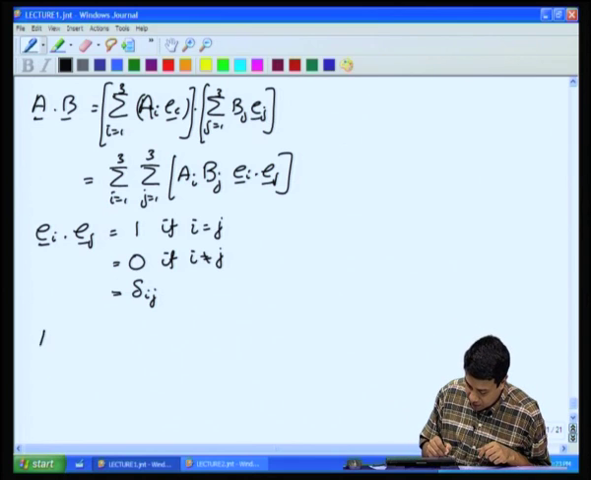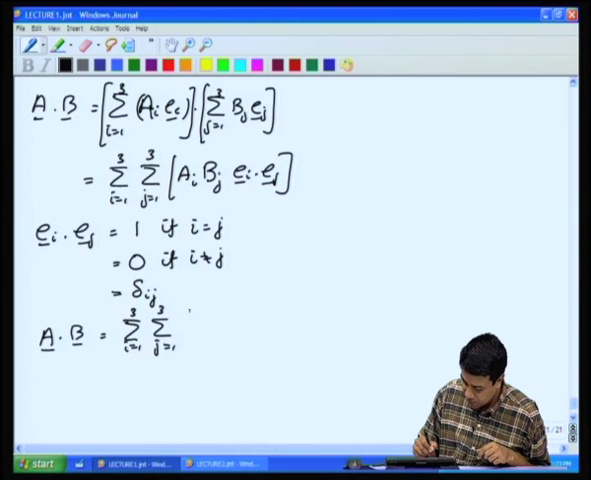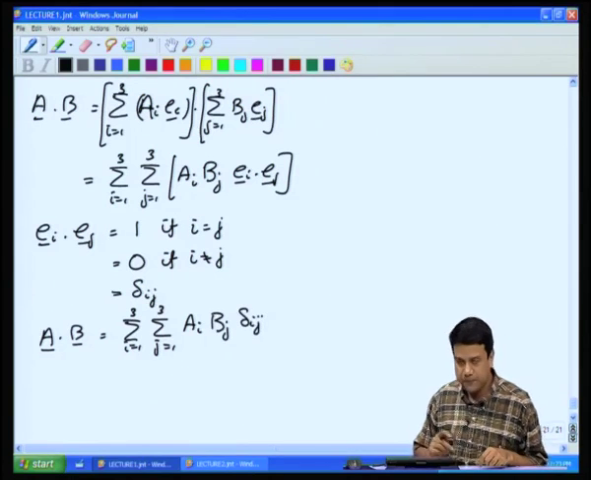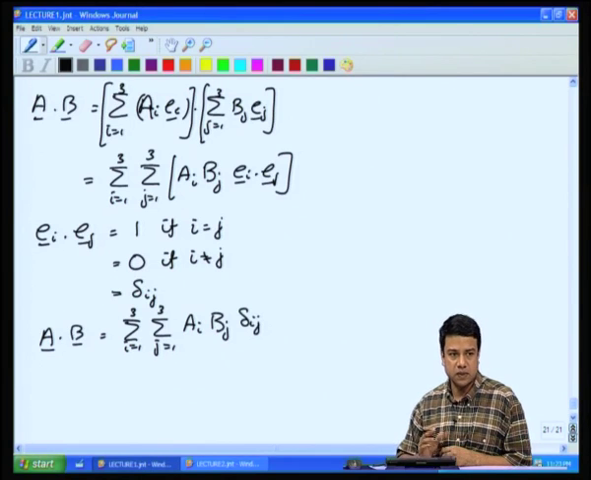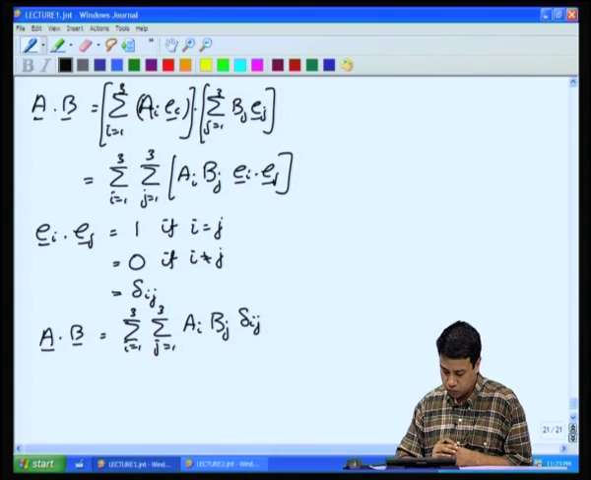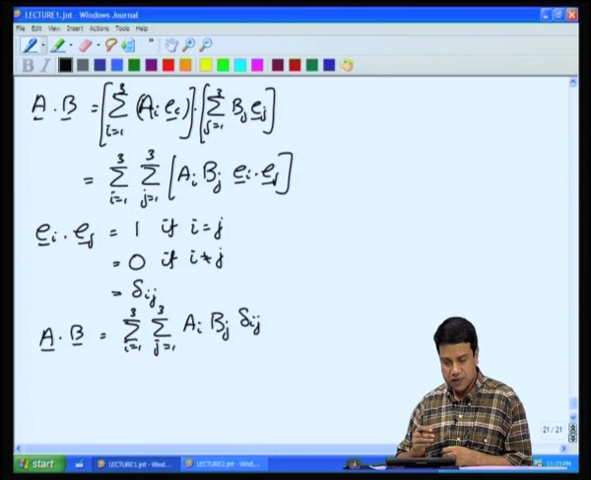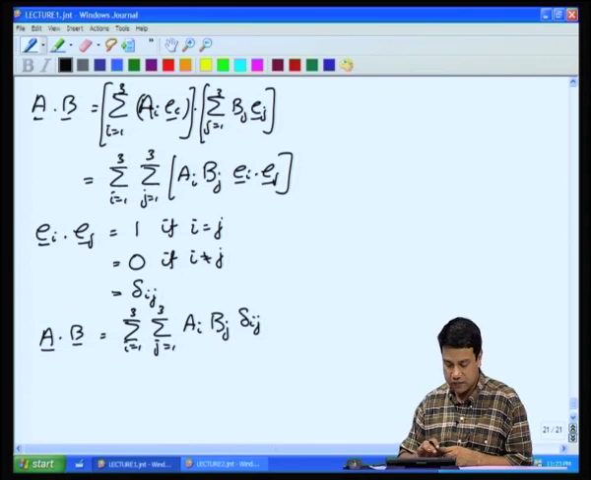So, therefore, I can write A dot B as summation i is equal to 1 to 3, summation j is equal to 1 to 3 of A_i B_j delta_ij, because e_i dot e_j was equal to delta_ij, which was 1 if i is equal to j, and it was 0 if i is not equal to j. Now, I have summation i is equal to 1 to 3 of A_i B_j times delta_ij. I have two summations, i is equal to 1 to 3 and j is equal to 1 to 3.